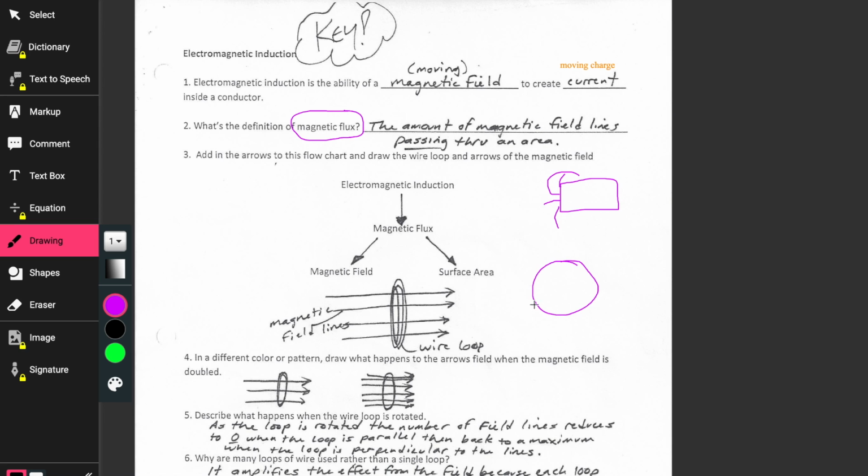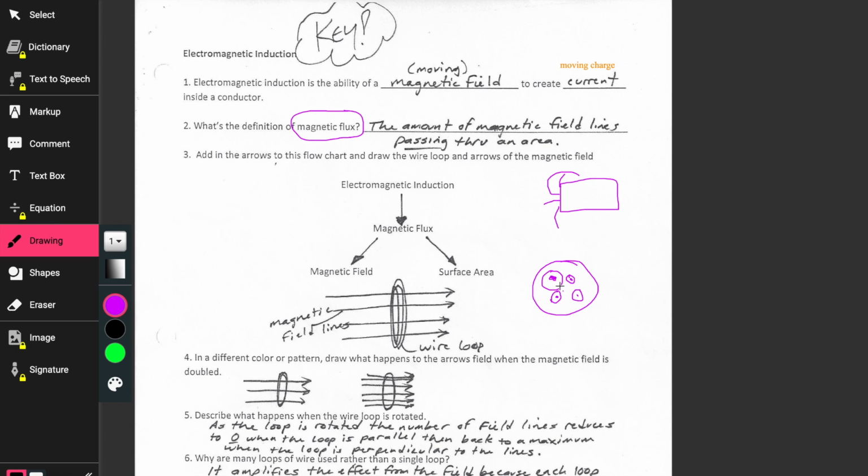Anyway, we have this loop of wire, and we're going to have magnetic field lines. I'm going to draw a circle with a dot. We'll pretend they're all the same size. These field lines are coming out at you straight, like in 3D. They're coming out of the screen towards you.